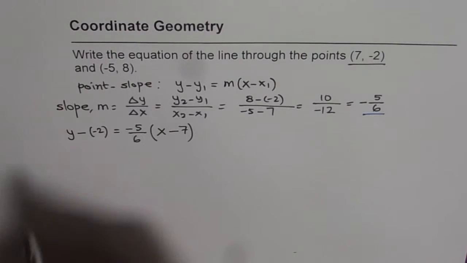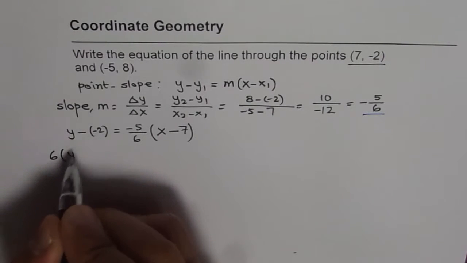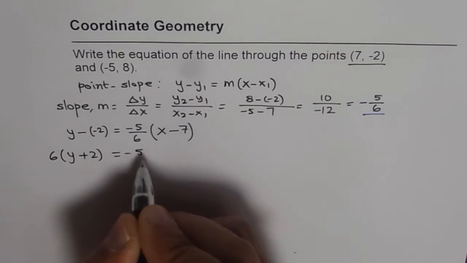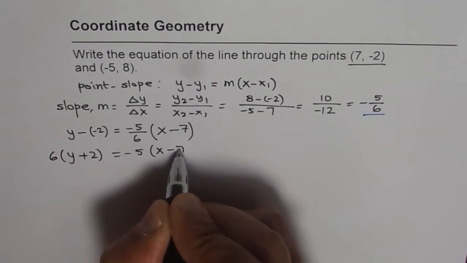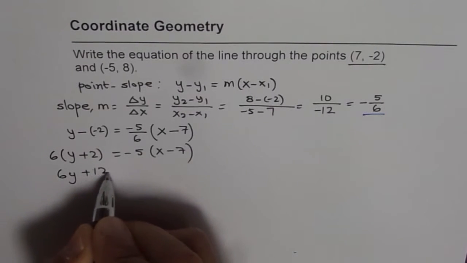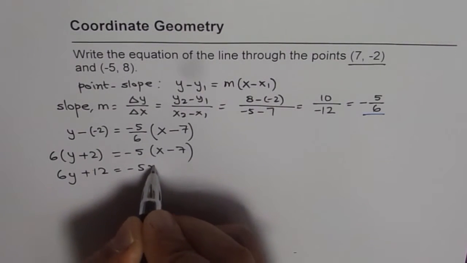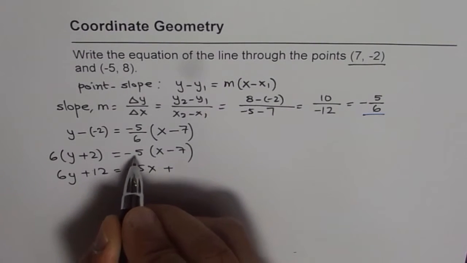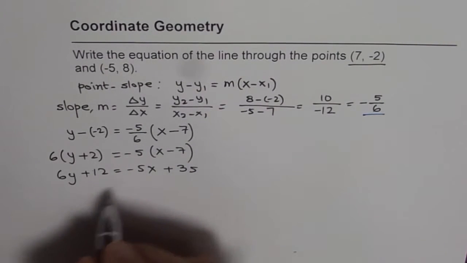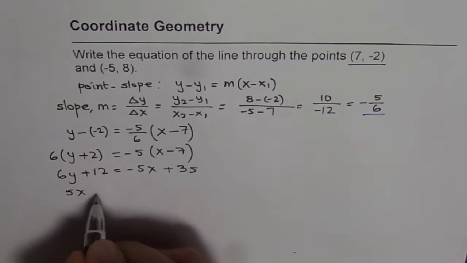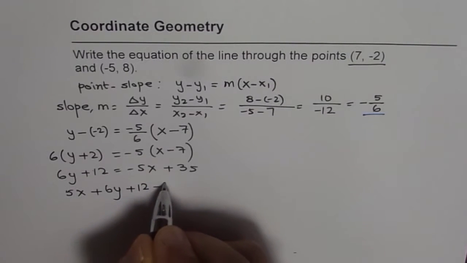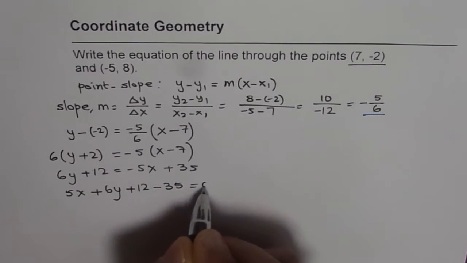So we have used the point and slope form of the equation. Now let's cross multiply it. So it is 6 times y minus minus, which is plus 2, equals minus 5 times x minus 7. Let's open the brackets. 6y plus 12 equals minus 5x plus 7 times 5, which is 35. Let's bring them to one side. So we get 5x plus 6y plus 12 minus 35 equals 0.